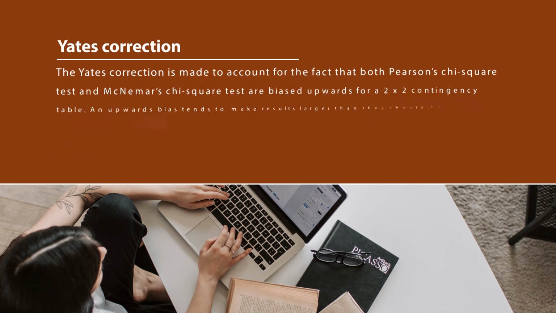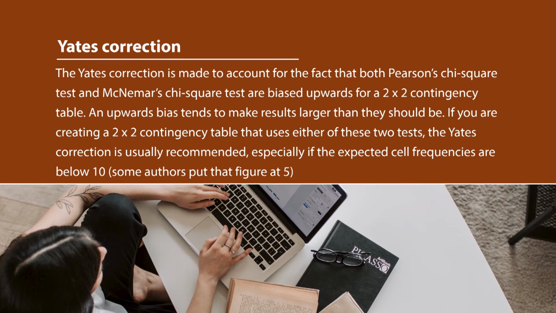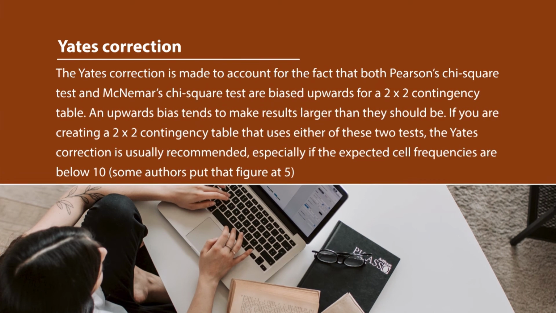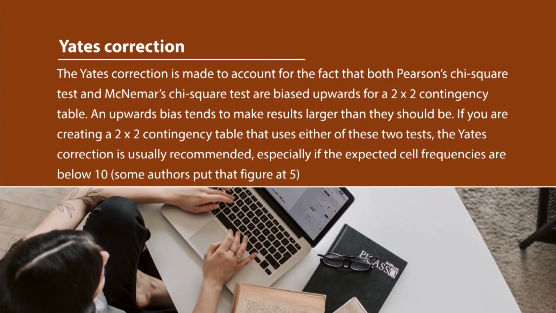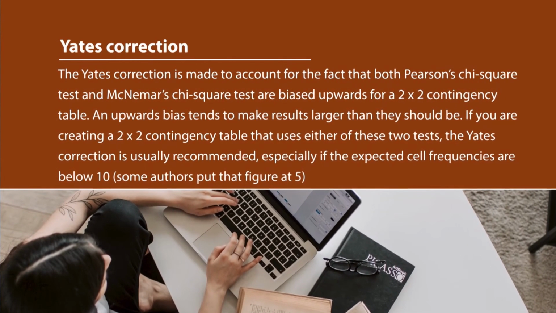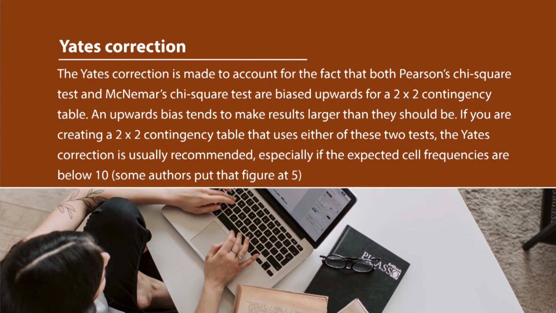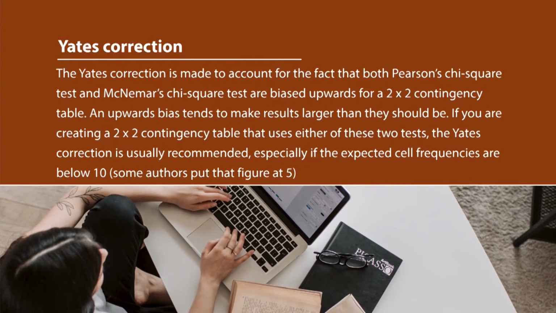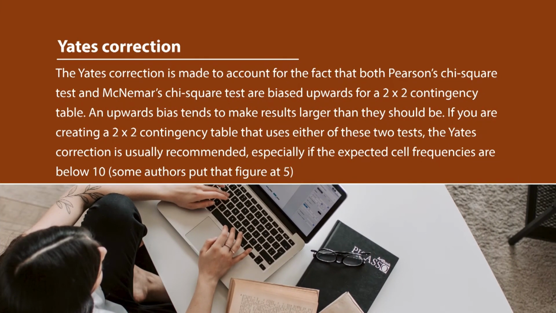And now, Yates correction. The Yates correction is made to account for the fact that both the Pearson chi-square test and the McNemar chi-square test are biased upward for a 2 by 2 contingency table. Upward bias tends to make results larger than they should be if you are creating a 2 by 2 contingency table that uses either of these two tests. The Yates correction is usually recommended, especially if the expected cell frequencies are below 10.